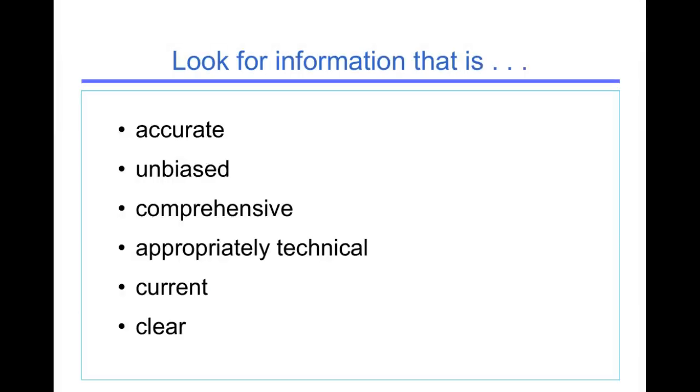Look for information that is accurate. And again, when you're triangulating your information, that's one way to verify its accuracy and make sure it's unbiased. If you're only looking at what a company has to say about its product, you're probably not going to get an unbiased perspective. Comprehensive: you want to always cover all of your bases. You don't want to leave questions unasked or holes in your data or information. And that it's appropriately technical depending on the research project.